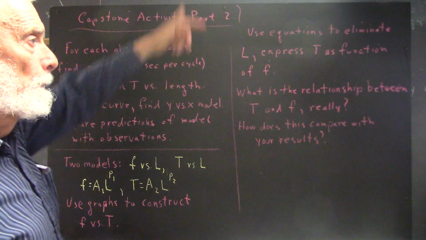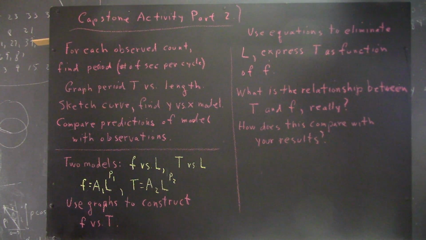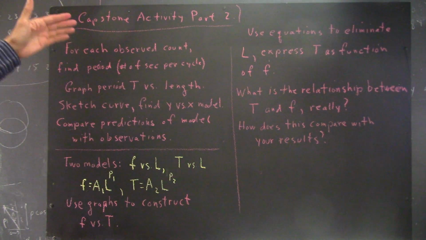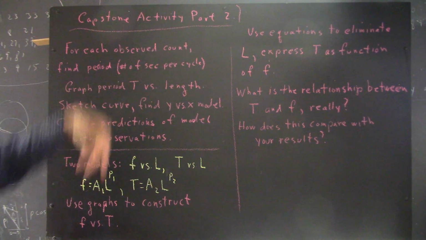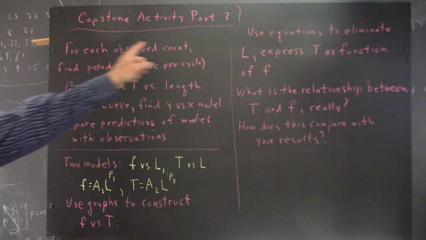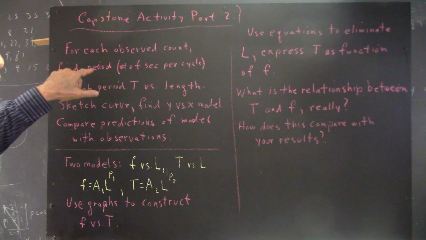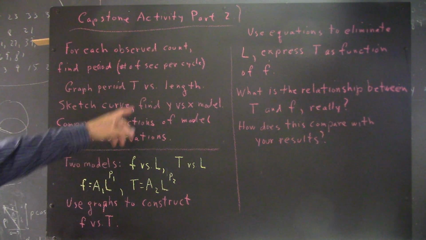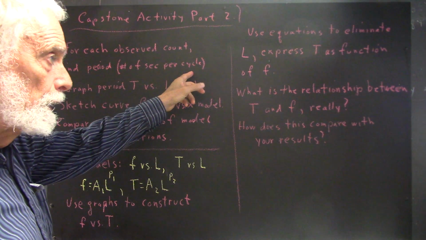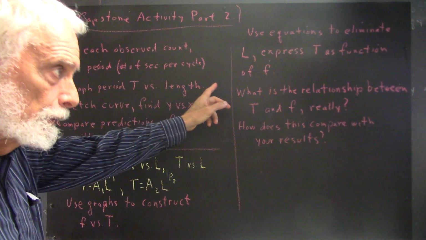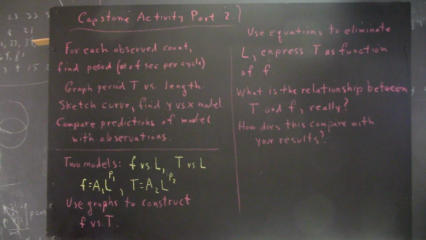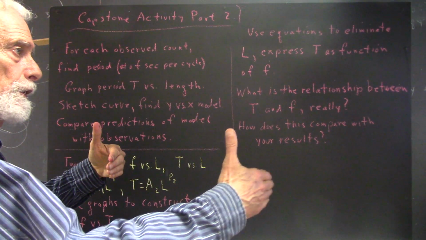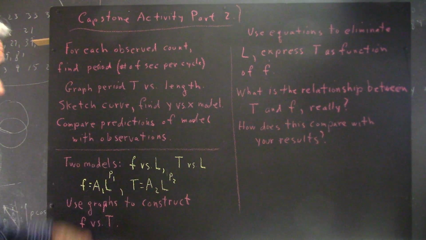Okay, part two of our capstone activity. You've got your observations, your observed counts for different lengths. So for each observed count, I want you to find the period. Period is the number of seconds for each cycle. How long does each cycle take? So if a cycle goes 1001, 1002, that's 2 seconds.